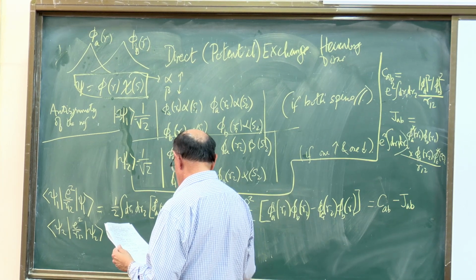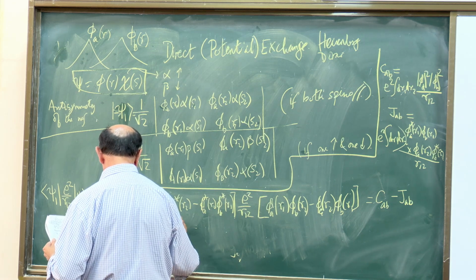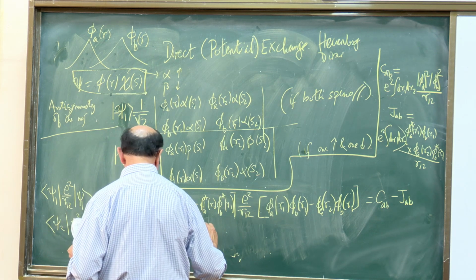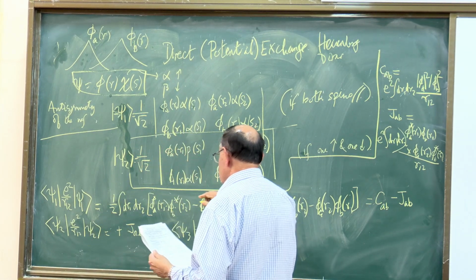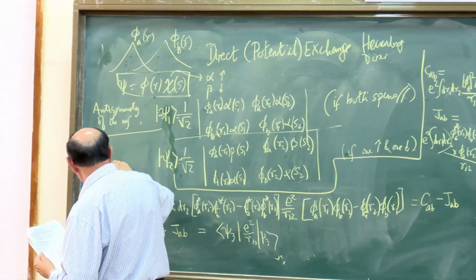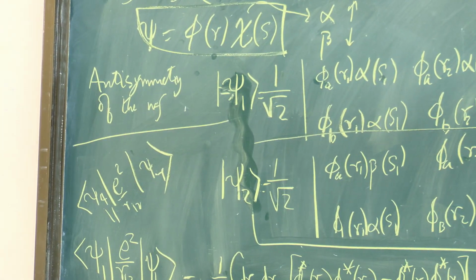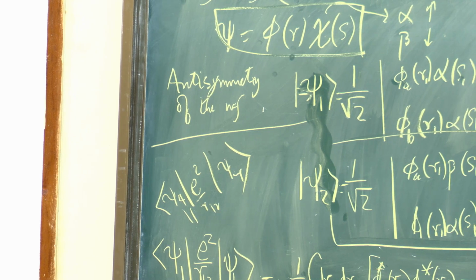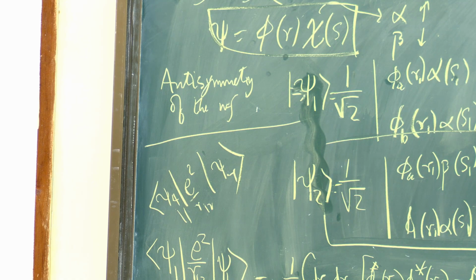CAB plus JAB, I think. That's also equal to psi 3 e squared over R12 psi 3, and this one, by the way, is also equal to psi 4 e squared over R12 psi 4. So from two of the wave functions, we get one answer. From the other two, we get another answer. So how do we put this together? Well, we write a matrix.